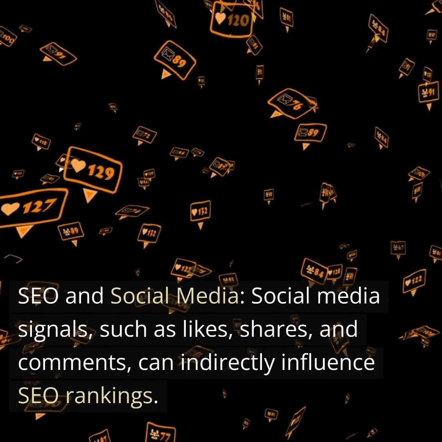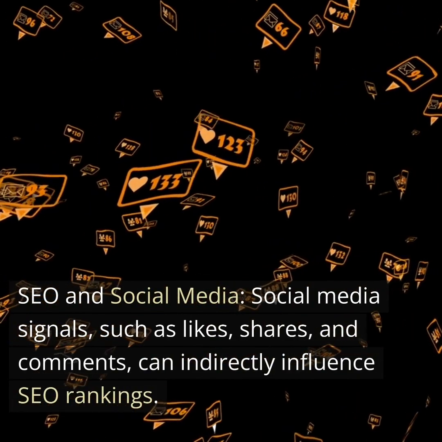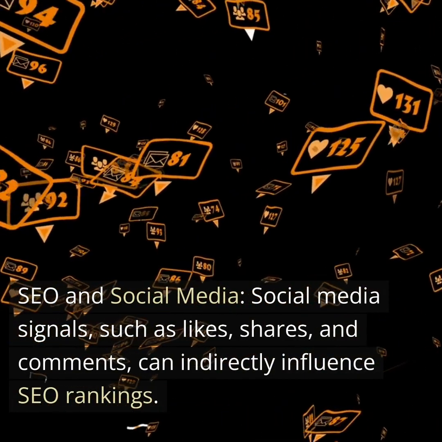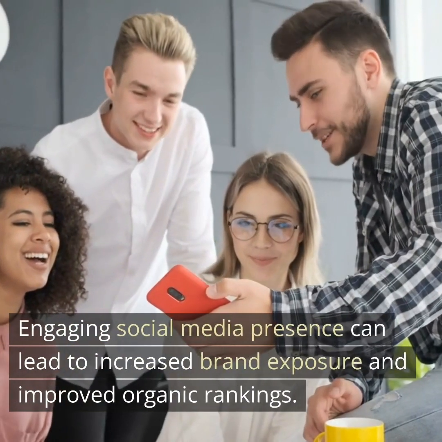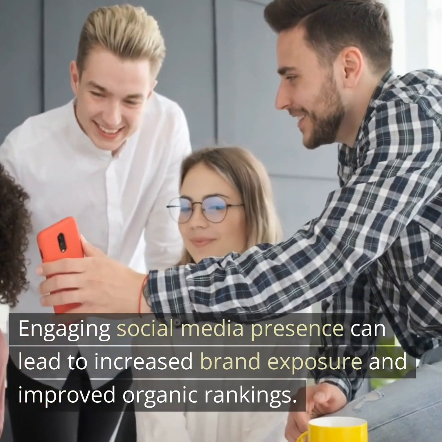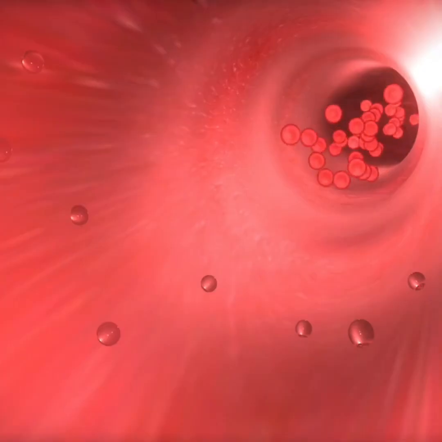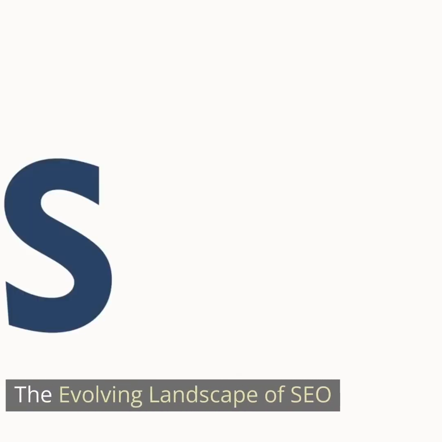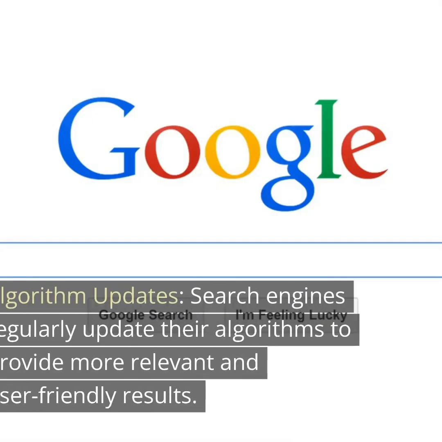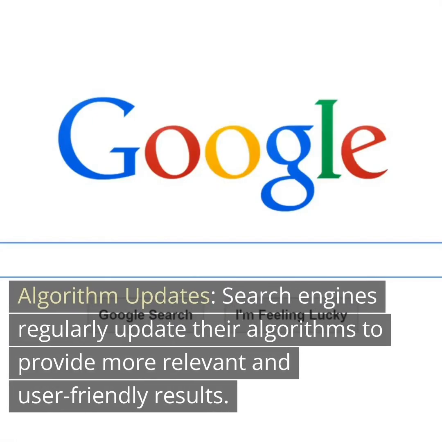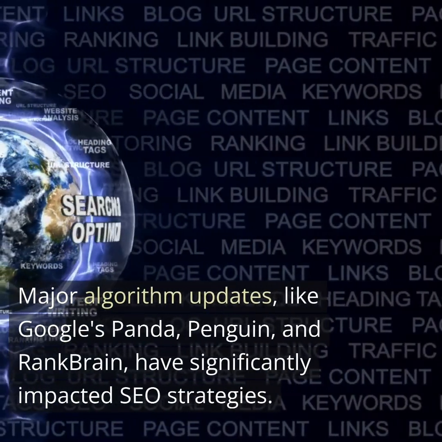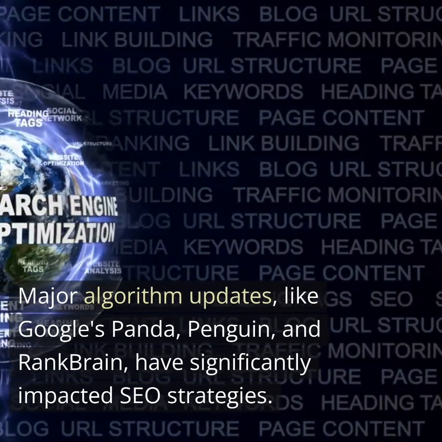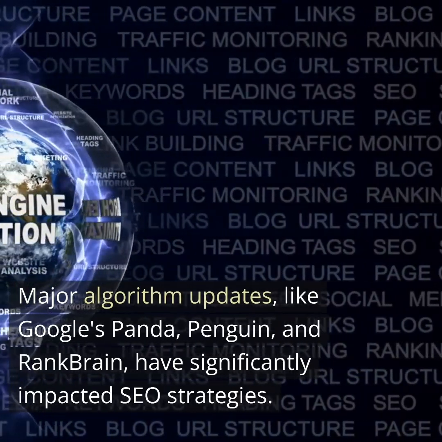SEO and social media. Social media signals, such as likes, shares, and comments, can indirectly influence SEO rankings. Engaging social media presence can lead to increased brand exposure and improved organic rankings. 4. The evolving landscape of SEO. Algorithm updates. Search engines regularly update their algorithms to provide more relevant and user-friendly results. Major algorithm updates, like Google's Panda, Penguin, and RankBrain, have significantly impacted SEO strategies.